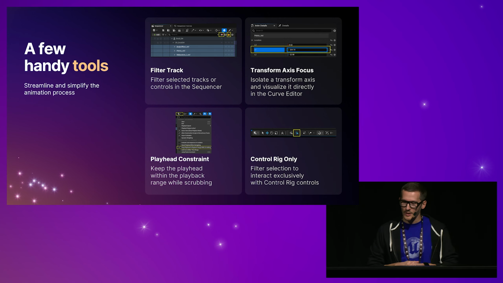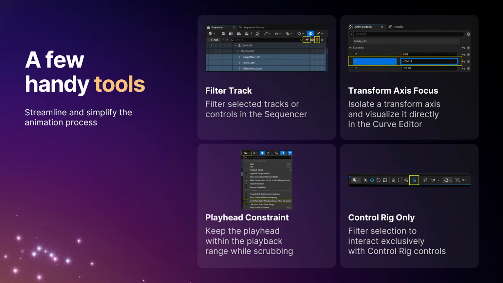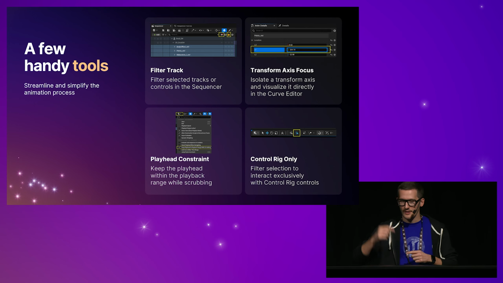And on the right side with the animators, you can unfold transform, for example the location. And as soon as you click on one specific axis, this will highlight and isolate the curve with the axis you want. So that's really handy as well, without having to unfold long hierarchies in the sequencer.